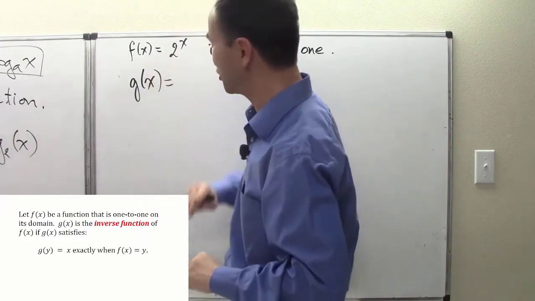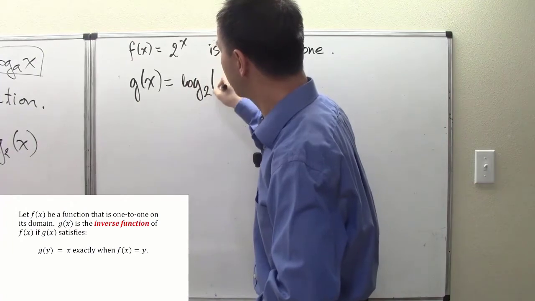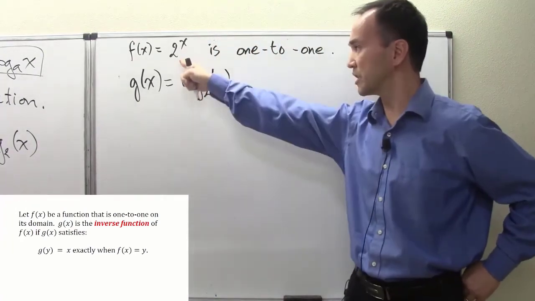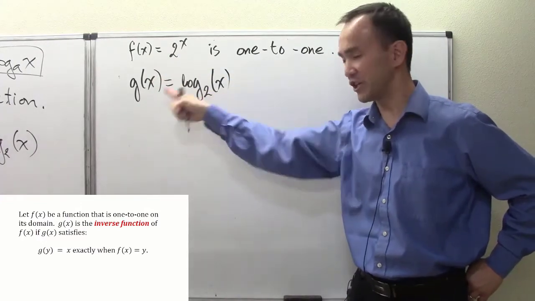f of x is 2 to the x. g of x is log base 2 of x. This is a rule. This is another rule. This rule is called f of x. This other rule is called g of x.